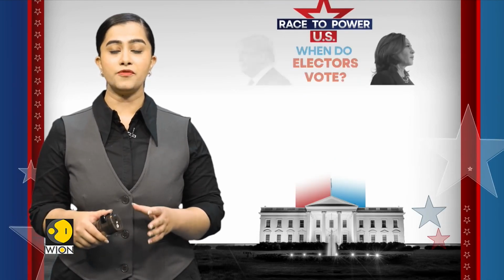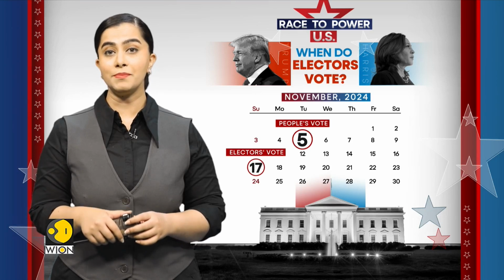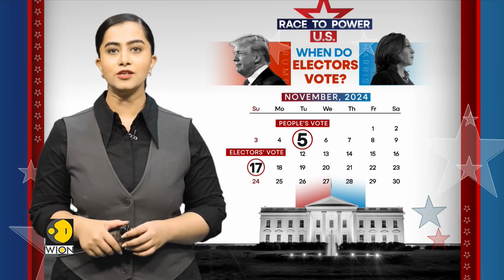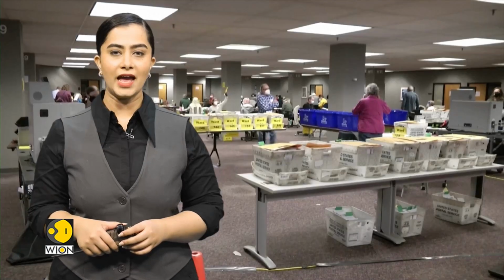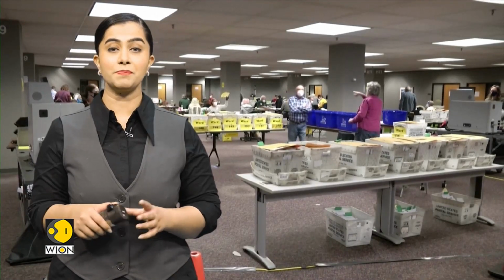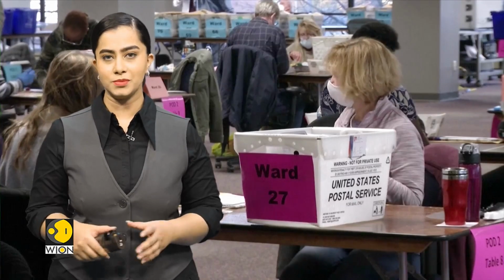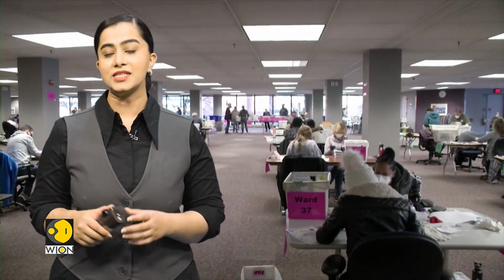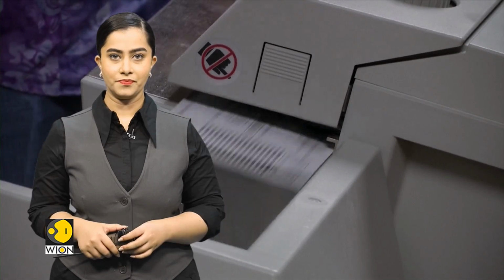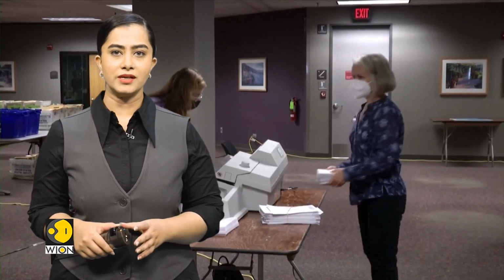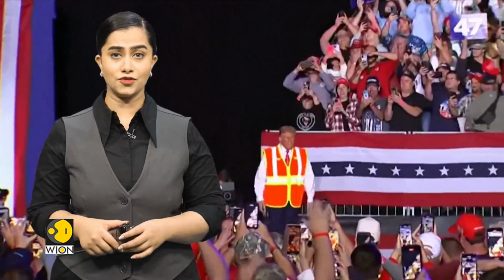This year, November 5 is the main election day, and the electors will meet on December 17 to cast the final official vote. The gap between November 5 voting and the date electors cast the vote gives plenty of time for election officials to deal with all kinds of possible scenarios, be it assessing provisional ballots or counting ballots that arrive late. Now, you might be wondering, can a candidate who got more votes nationally lose the election?